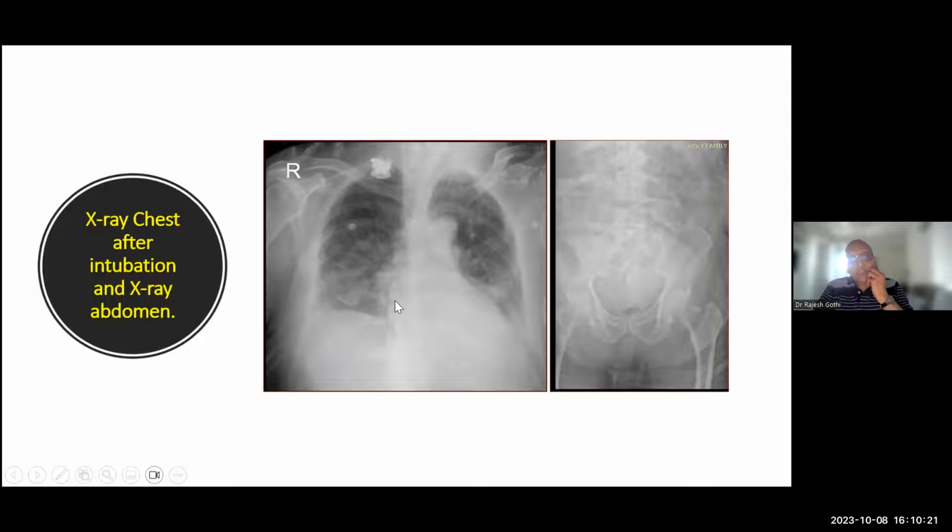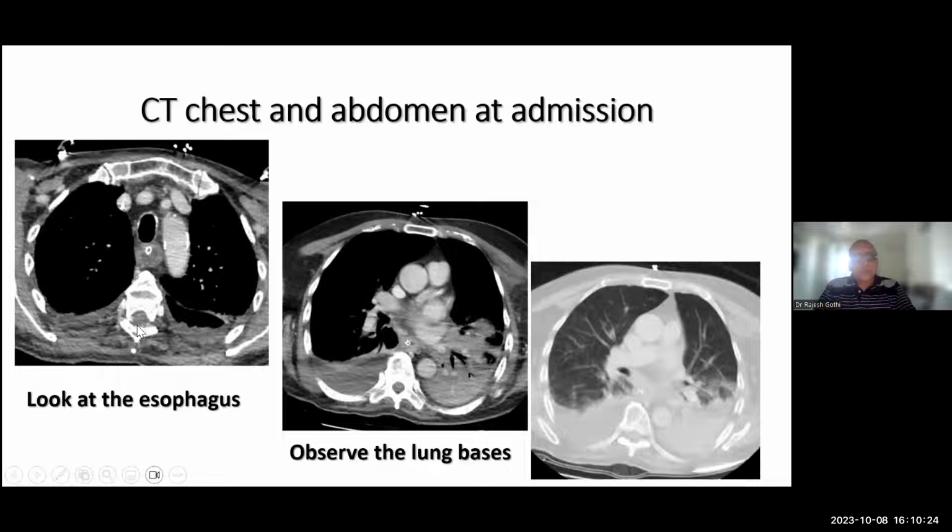So, a CT scan was performed. Now, in the CT scan, if you look, the esophagus is distended. There is an endotracheal tube inside, and the NG tube. There is bilateral pleural effusion. The left lung shows evidence of consolidation with an air bronchogram. The right lung shows presence of pleural effusion.